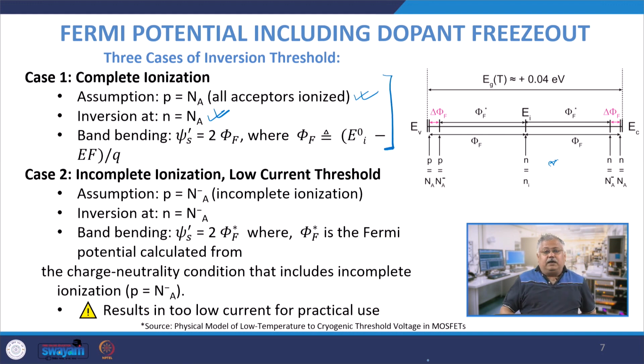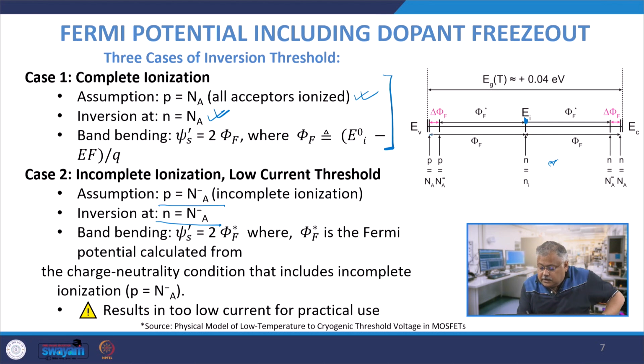Let us look at incomplete ionization, where the threshold current is very, very low. Incomplete ionization refers to the fact that P equals Na minus, as not all dopants have ionized, and at inversion therefore N must be equal to Na minus, because charge neutrality cannot be sacrificed. And therefore psi s prime, the surface potential at incomplete ionization, is equal to 2 times phi f star, where phi f star is this one. Please understand, phi f star is actually different from phi f.